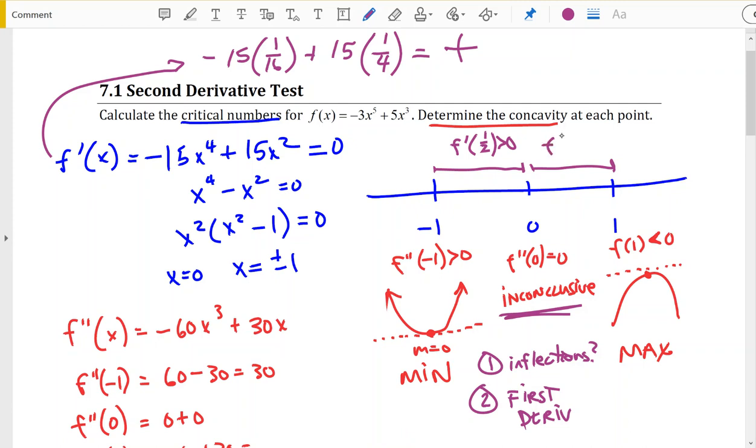I'll do the same thing for positive 1/2. Well, this should have been, that's what we just did. We just did positive 1/2. This should have been negative 1/2. So let's see if anything changes with negative 1/2. Well, negative 1/2 to the 4th power is still going to be 1/16. Negative 1/2 squared is still going to be 1/4. So we're actually going to get the exact same result for the slope for both of those values.